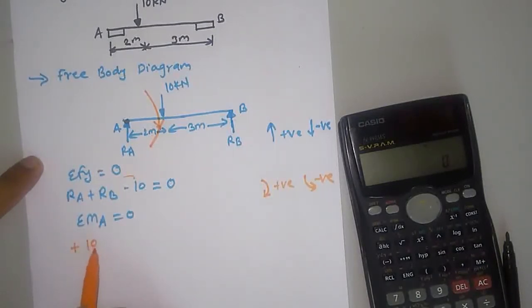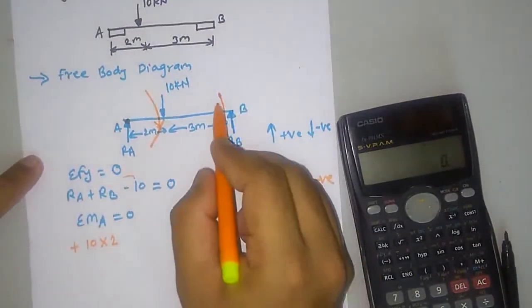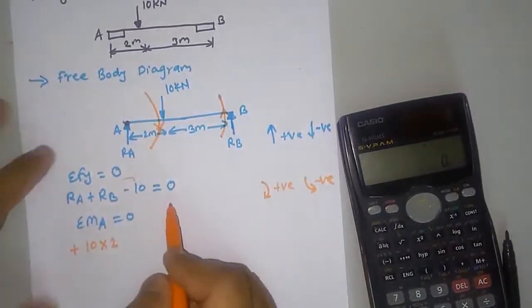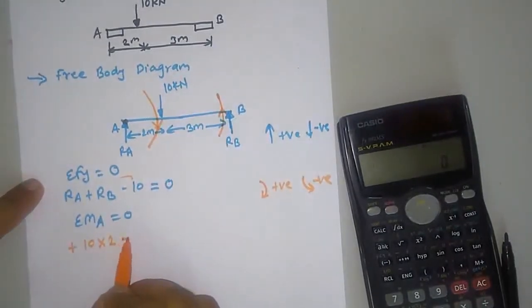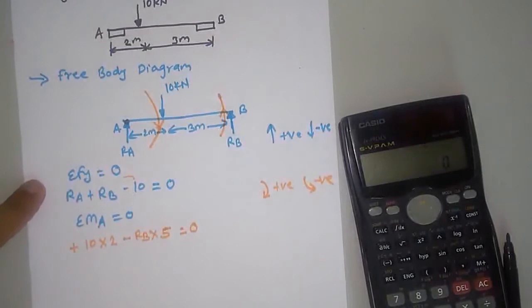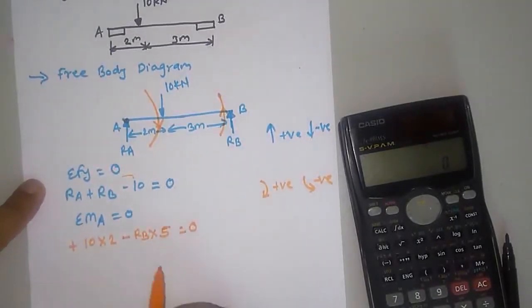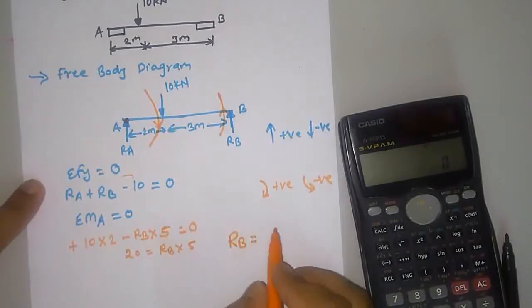What is the force? 10 into distance 2. Now for RB, if you draw the curve here and follow this direction, this direction is anti-clockwise, so negative, so minus RB. What is the total distance? 5, which is equal to 0. From this you will get the RB value. So 20 is equal to RB into 5. So we get the reaction at B, which is equal to 4 kilonewton.